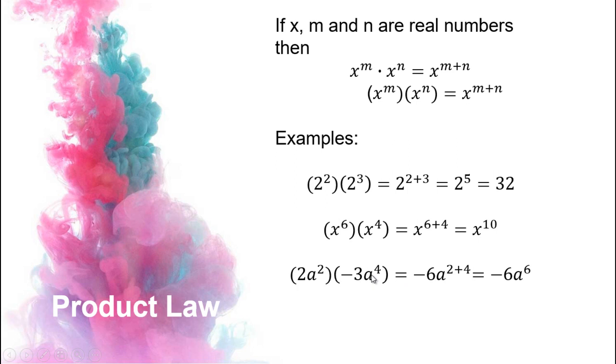The A and the A here are the same base. So we copy A, then add their exponents, 2 plus 4. That is equal to negative 6, A to the power of 6. Okay? I hope you got it. If you are confused, just go back to the examples so you can understand better.